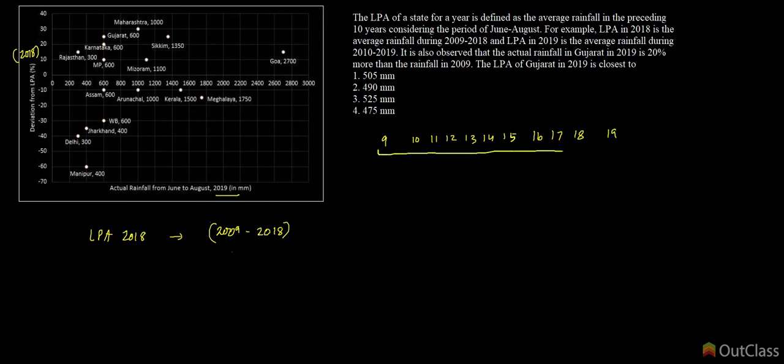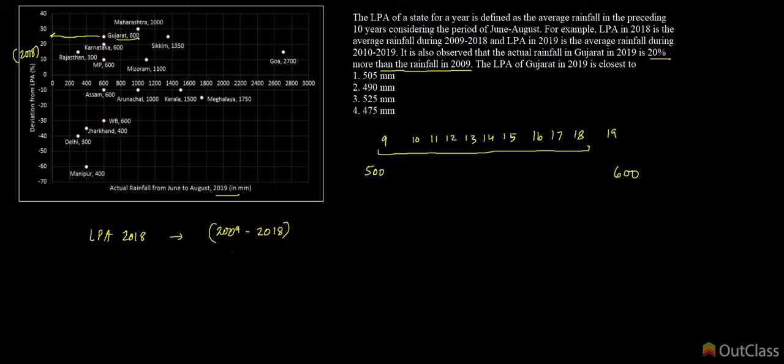The LPA for this is what's used in the graph. The actual rainfall for Gujarat in 2019 is given in the graph. It is 600. So the 2019 value is 600 and it is given that it is 20% more than rainfall in 2009, which is going to be 500, because 500 is the number such that 600 is 20% more than that.